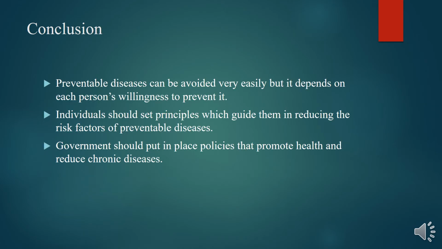I can see that I'm coming to the end of my presentation. Some of the key takeaways that I can say are that preventable diseases can be avoided very easily, but it depends on each person's willingness to prevent them. Also, individuals should set principles which guide them in reducing the risk factors of preventable diseases. Then the government should put in place policies that promote health and reduce chronic diseases. Those were the key takeaways from this presentation.